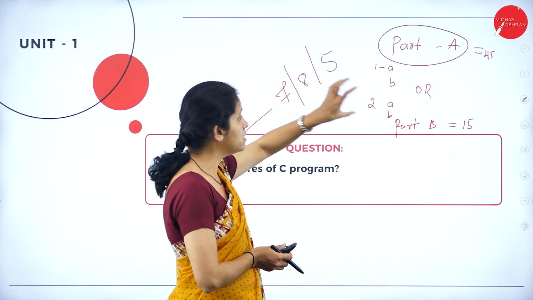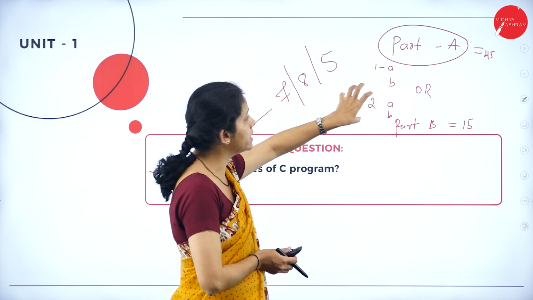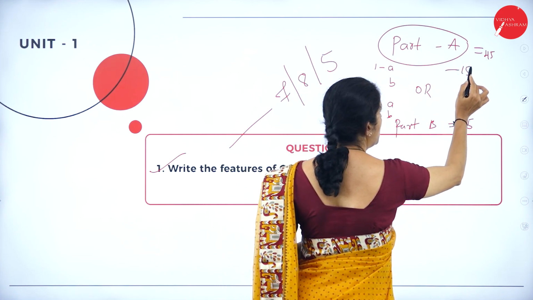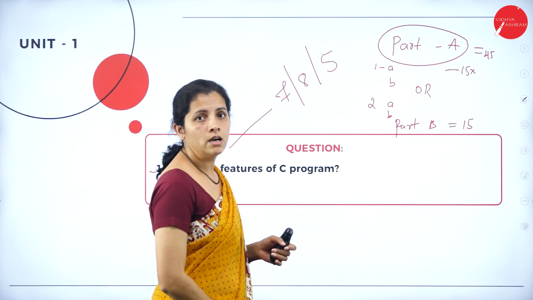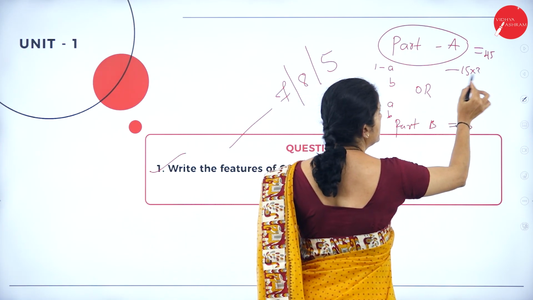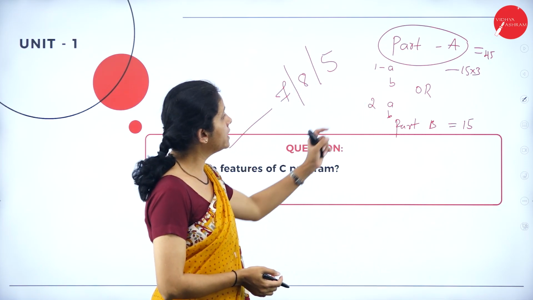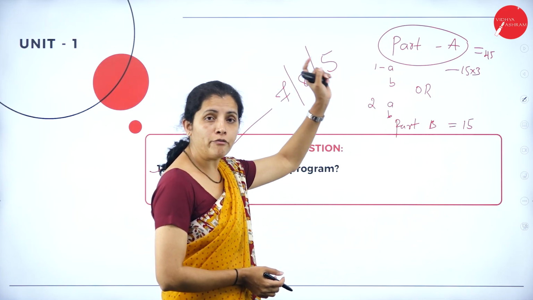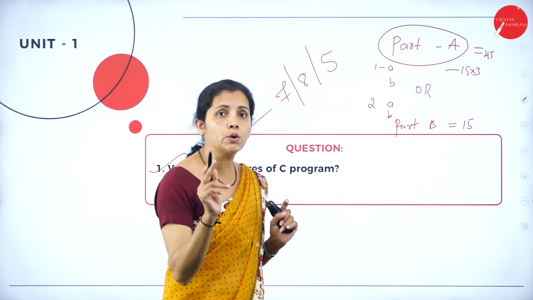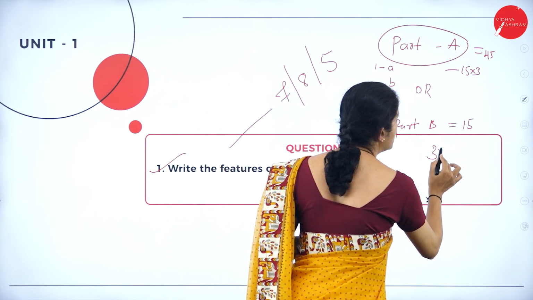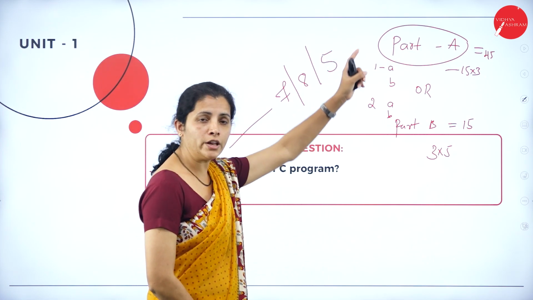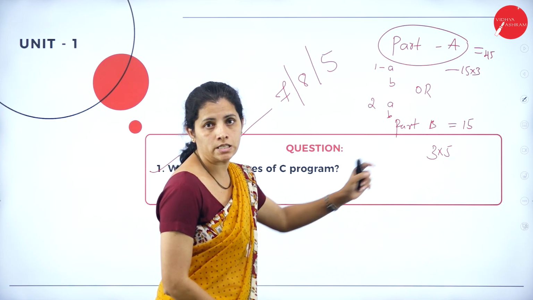I have to answer either the first main question or the second main question completely, and each main question carries 15 marks. From each unit, I have to answer one main question, so 15 into 3 is 45. In part B, I have 5 questions. Out of 5, I have to answer only 3 questions and each question carries 5 marks. 3 into 5 is 15. So 45 plus 15 is 60.